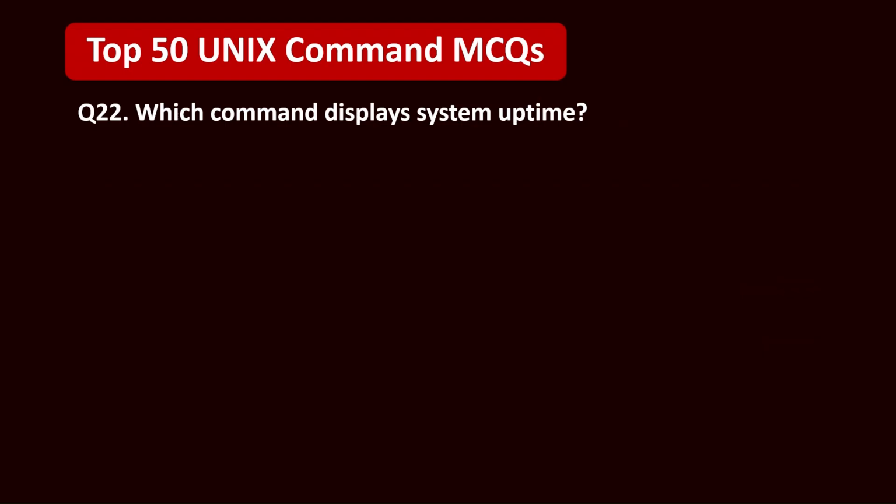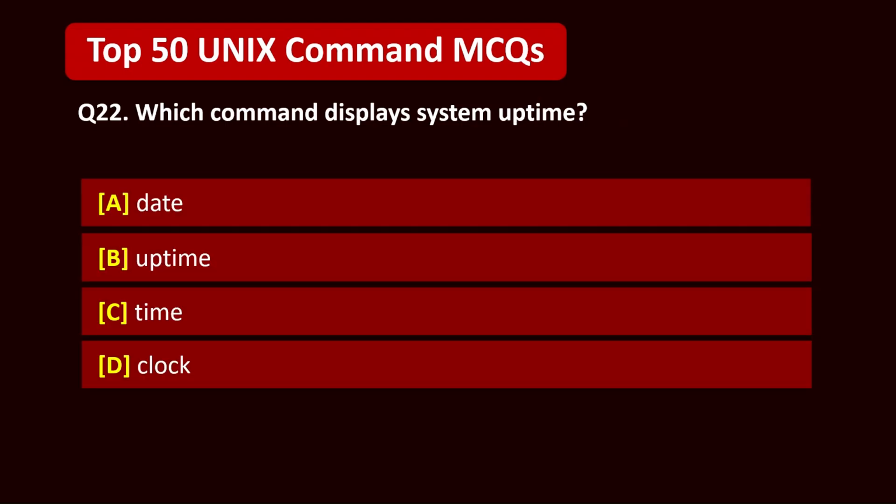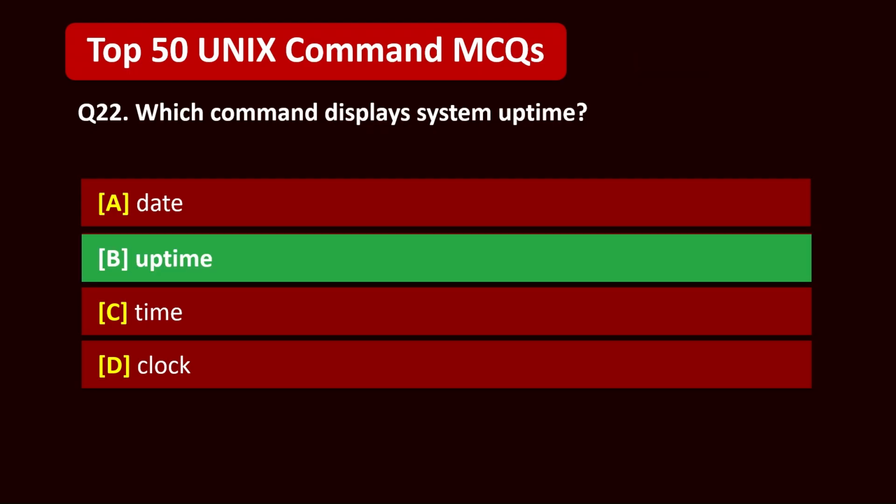Question 22. Which command displays system uptime? A. date, B. uptime, C. time, D. clock. 5, 4, 3, 2, 1. Correct answer is B. uptime.